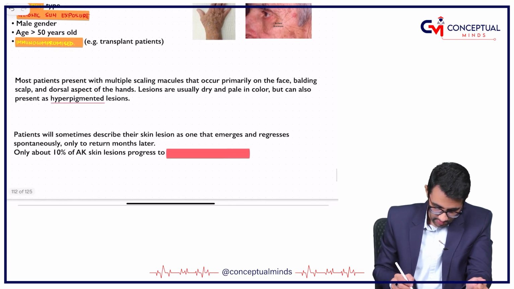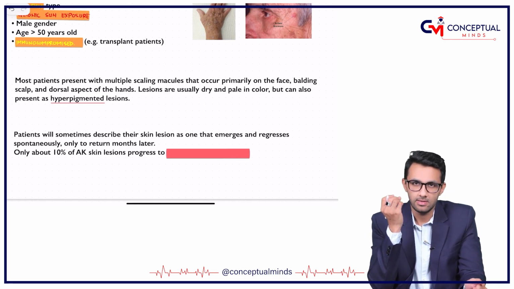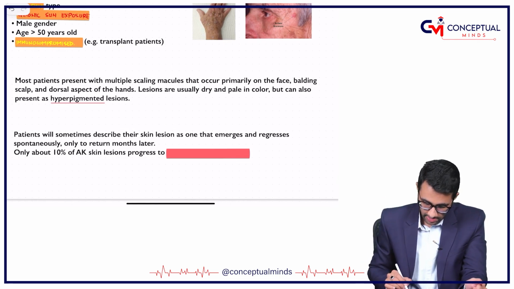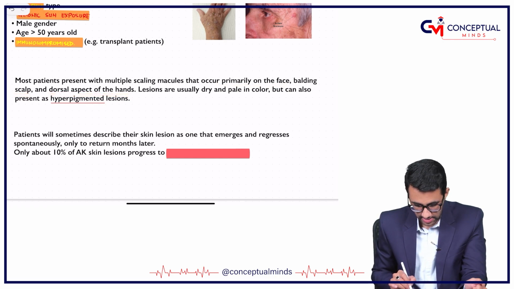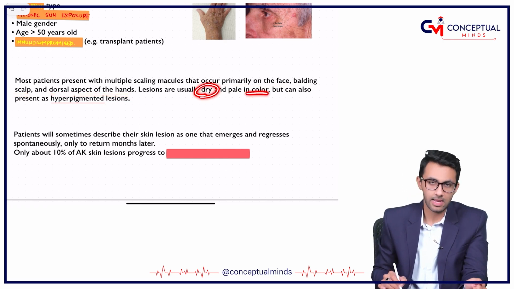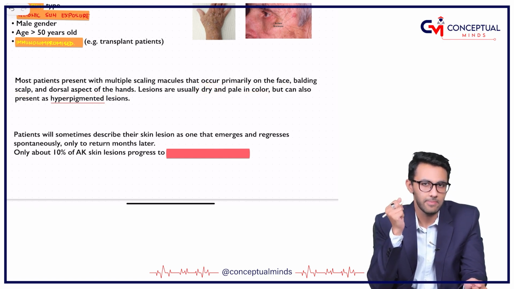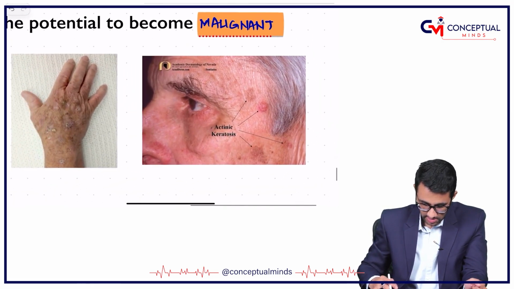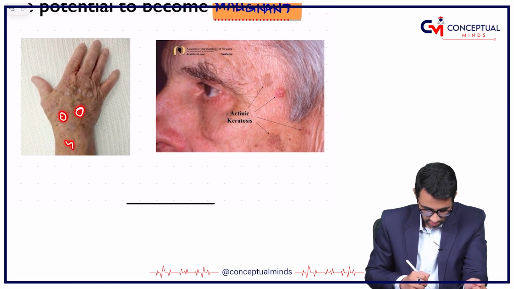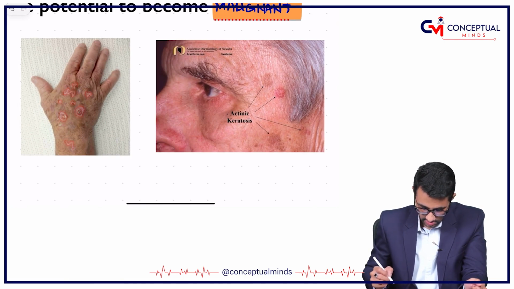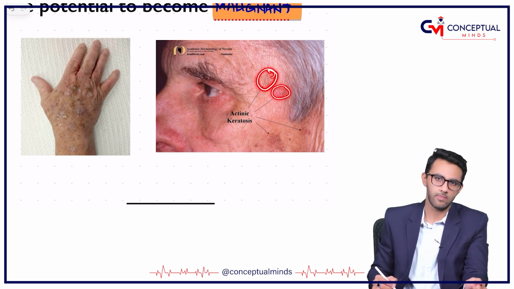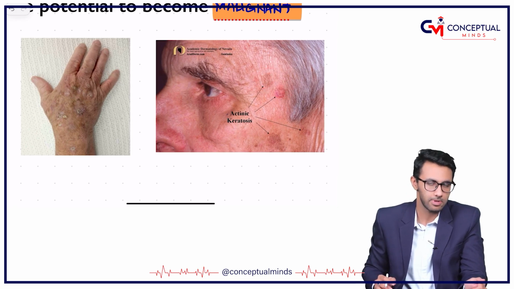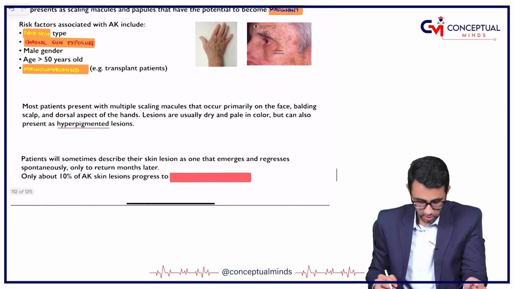These lesions occur on the face. They could also happen on the scalp and the dorsal aspect of the hand, and the lesions are usually dry and pale in color. That would be the usual presentation, but they could also be hyperpigmented patches, as we can see here on the dorsal aspect of the hand. This one is hyperpigmented, this one is not so hyperpigmented, but it has an erythematous base. That is one thing we need to be vigilant about.